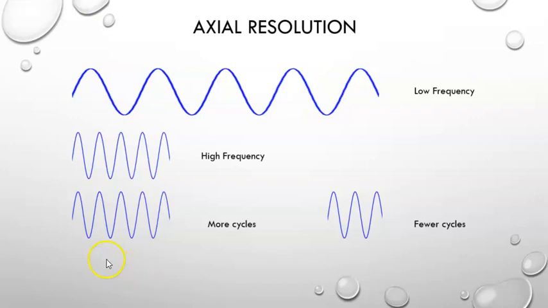The number of cycles makes a difference. So we have 5 cycles here. That gives us a distance from the start to the finish. Here we have fewer. We have 3 cycles. So it's only, you can see it's much shorter.